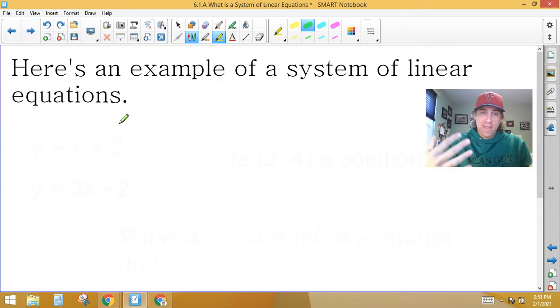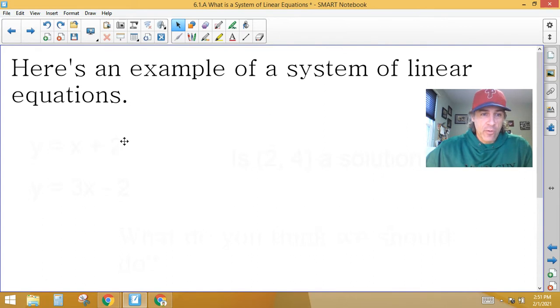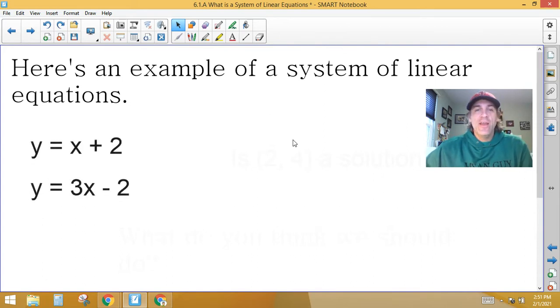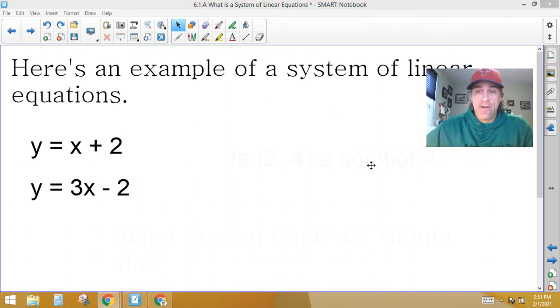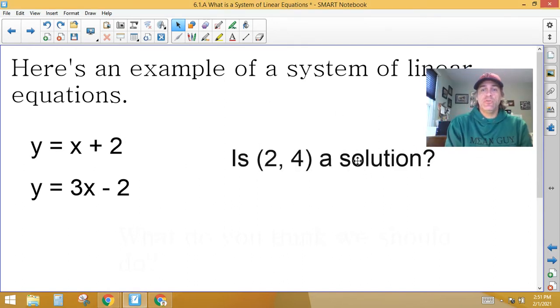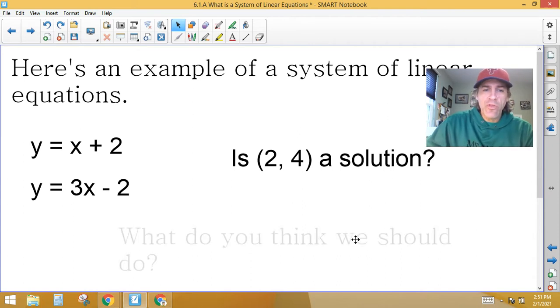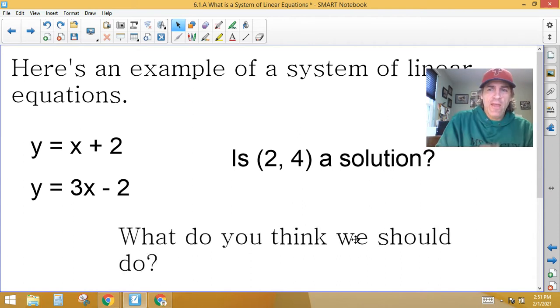So now, let's get into some nitty-gritty of what it actually will look like. Here's an example of a system of linear equations. It's just two equations. y equals x plus 2, y equals 3x minus 2. That's what a system is. So now, is this a solution? What do you think we should do to figure out if (2, 4) is a solution?